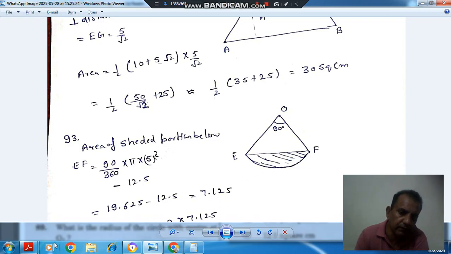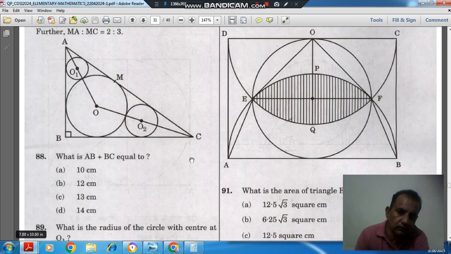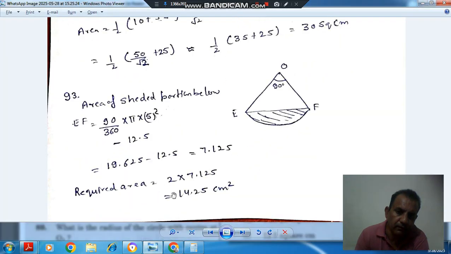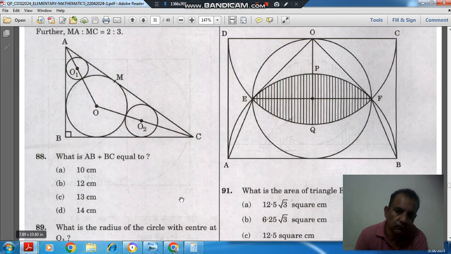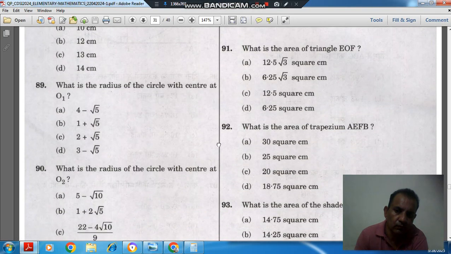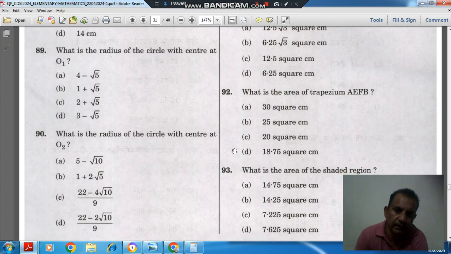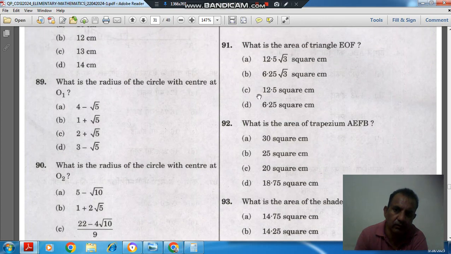Now we have to calculate this area and this area, so it is multiplied by 2. So that will be 14.25 centimeters square. So that is the answer, that is option B. And here area of trapezium is 30, option A, and area of triangle is 12.5, option C.